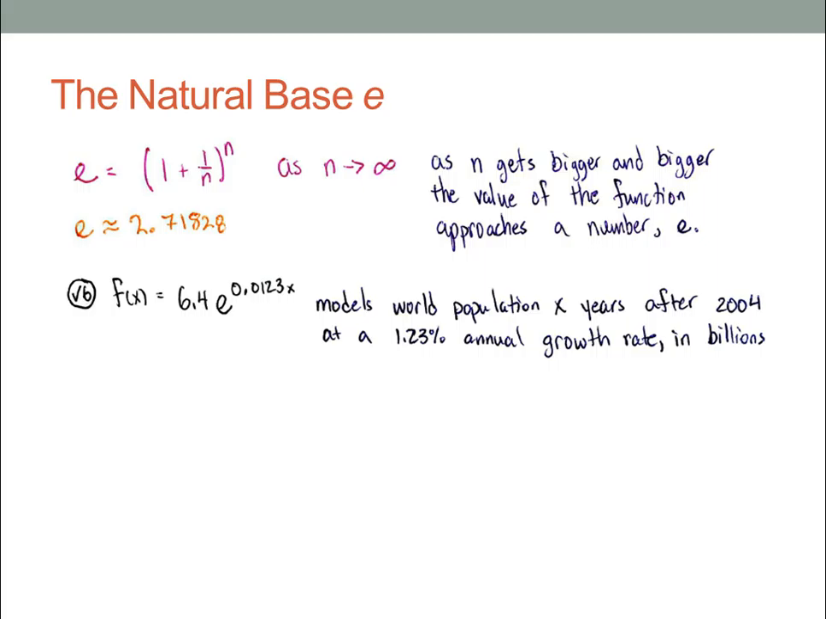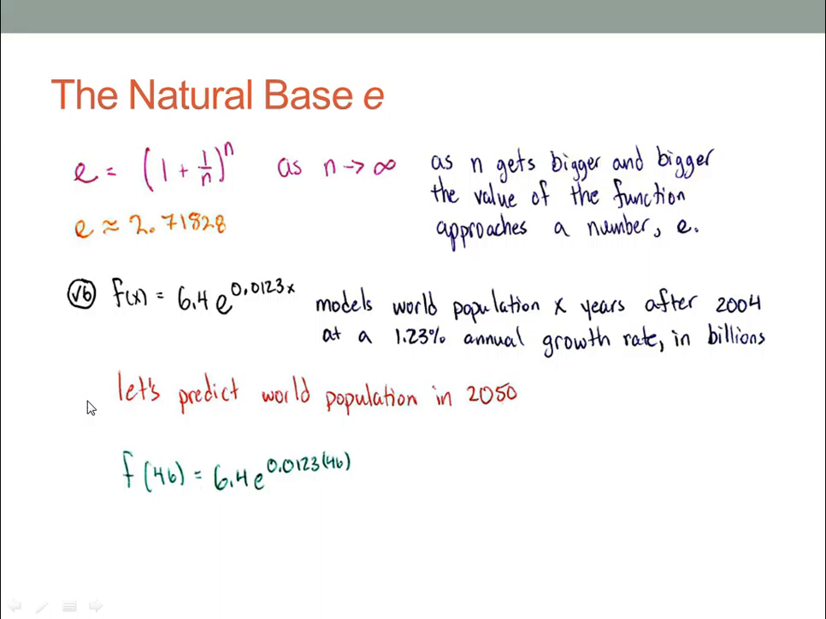It's checkpoint 6. 6.4 times e raised to the power of 0.0123x. This function actually models the world population X years after 2004 at an annual growth rate of 1.23%, and that's in billions. So the initial population here is 6.4 billion people in 2004. So let's use this to predict the world population in 2050. So if it's 2050 and it's X years after 2004, then X must equal, you got it, 46.